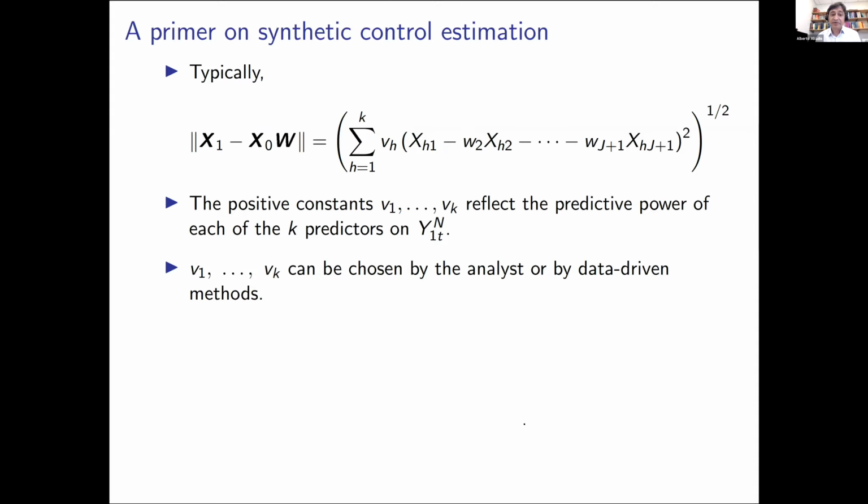Okay. In the previous slide, I used a norm, but I did not define it. And in fact, there is a lot of flexibility in what you can use there. But most people use some type of weighted Euclidean norm, in which these weights, these constants, are going to reflect the predictive power of each of the predictors. And these constants, V1 to Vk, that are these weights for each of the predictors, can be chosen by the analyst directly, or can be chosen in a data-driven way.